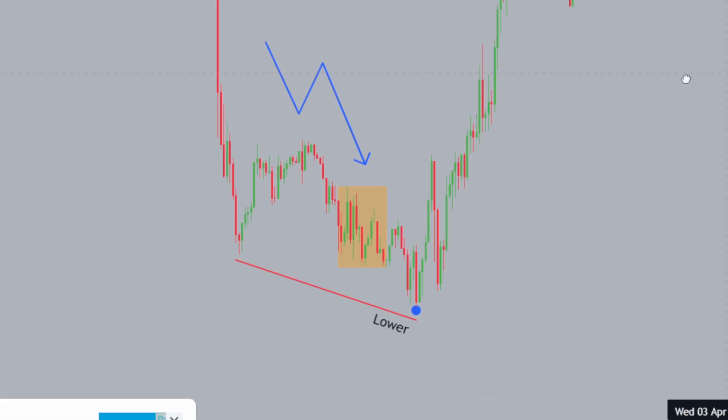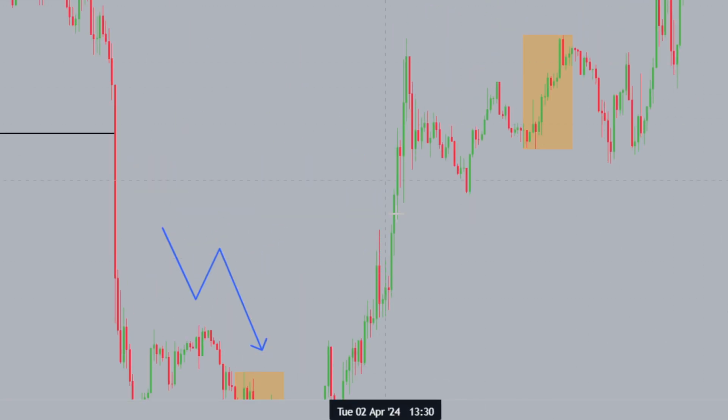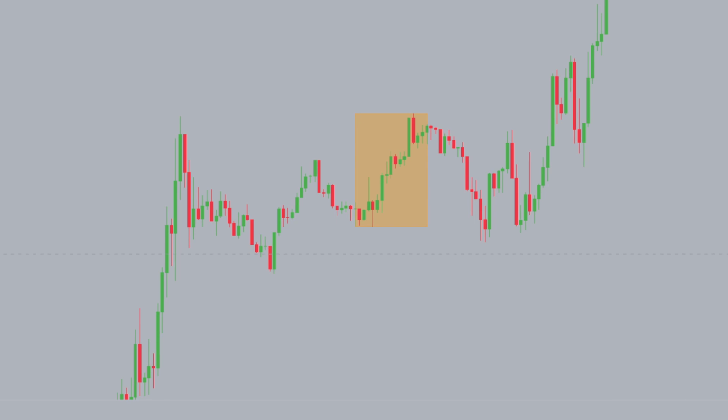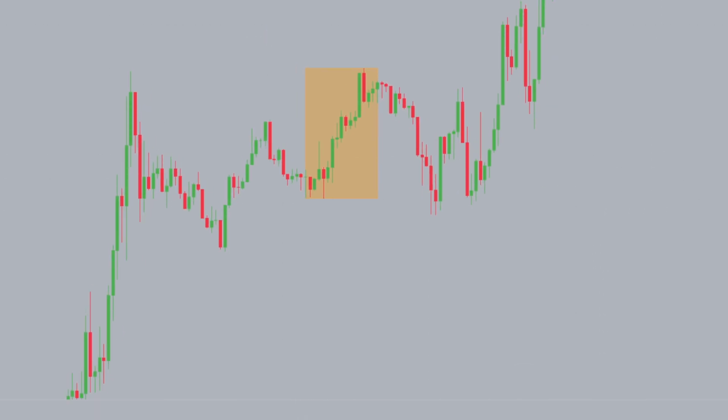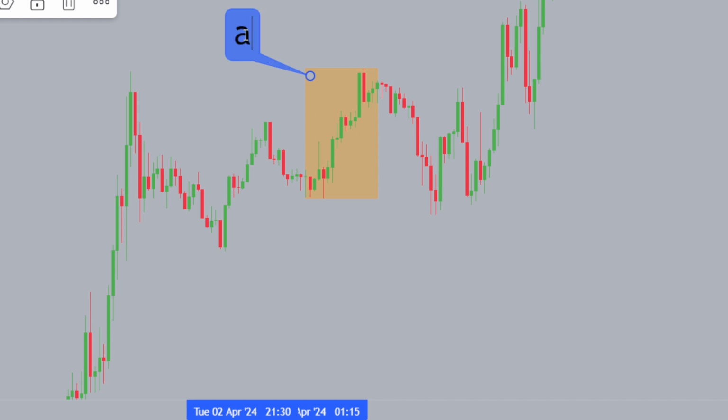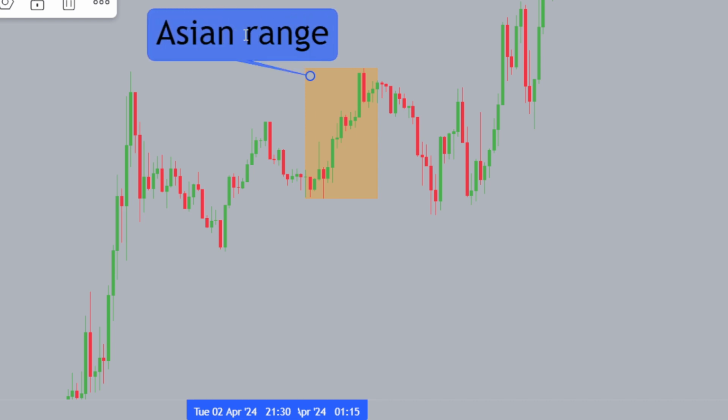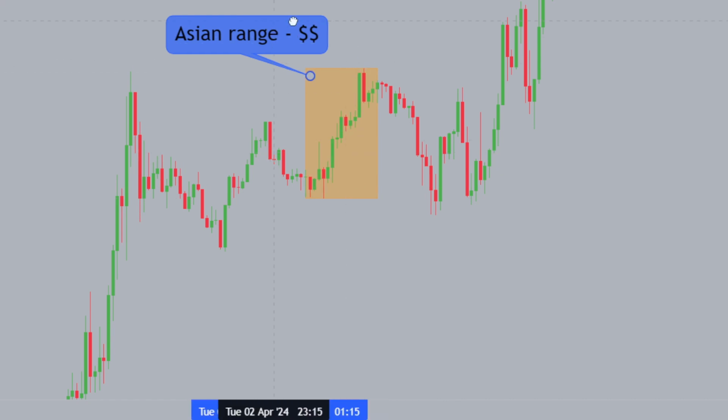So now if we continue on to the Tuesday setup, which is what we're interested in, this is our regular Tuesday setup. Notice how we're still going to use the concept of accumulation, manipulation, and distribution to understand how this market is moving. So what we have here is an Asian range. This here represents the Asian range, and this is the accumulation of liquidity, hence why we have the dollar signs there.